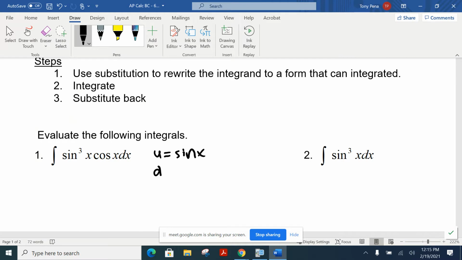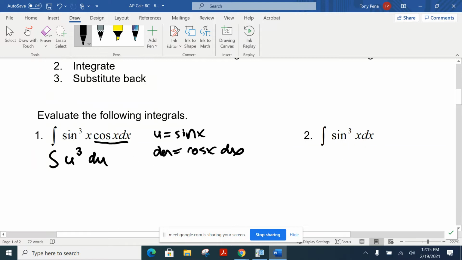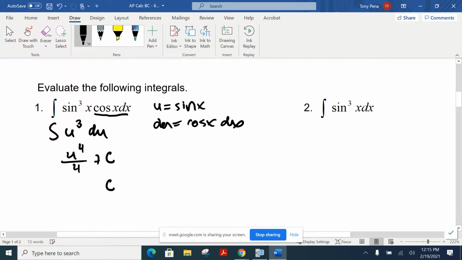Because if I let u be the sine of x, the du is going to be a cosine of x dx. And that then allows us to rewrite this integral as u cubed, and then this cosine of x dx is a du. So very quickly, without having to do any of the new methods, we can do U substitution. Pretty simple little antiderivative, u to the 4th over 4 plus your constant. Throw in what we set our u equal to, and then that's our answer.